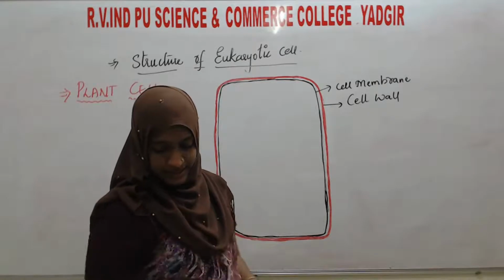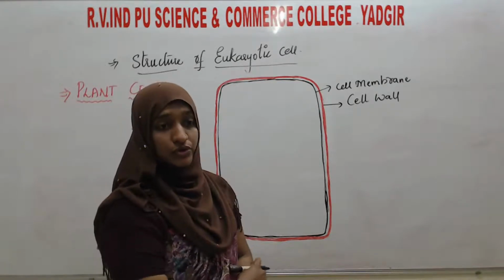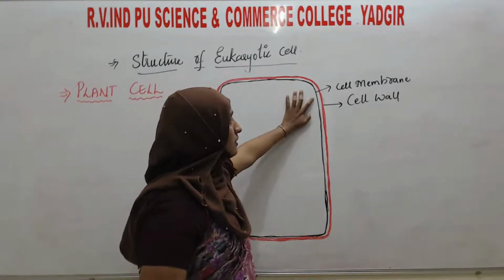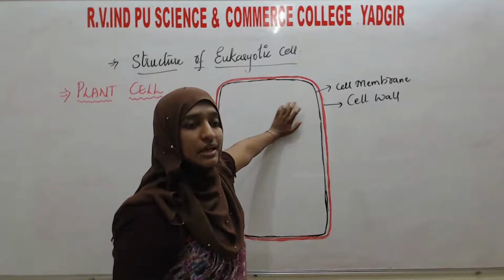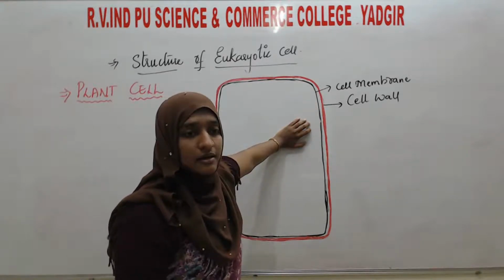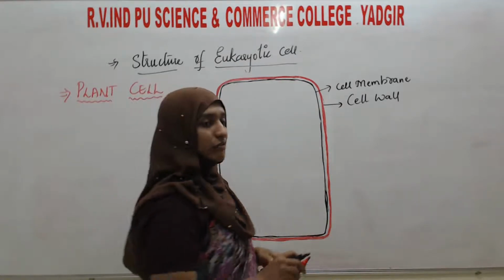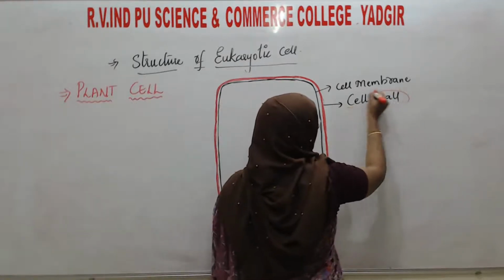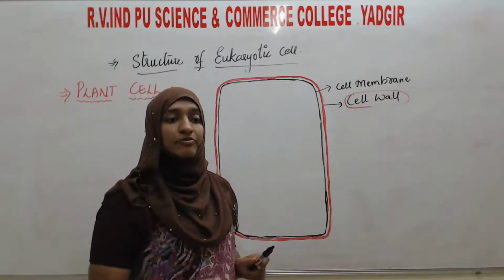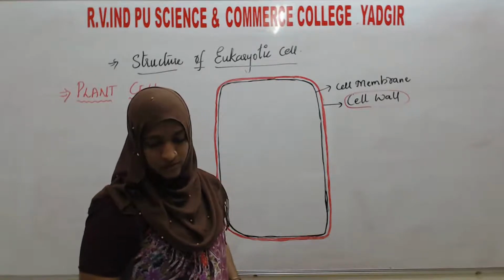And here, except this, there is a presence of a large vacuole. Okay. First of all, this is the cell membrane. Above this cell membrane, there is a presence of a thick layer or a cell wall. So you can see this cell wall. This cell wall is only in the plant cell. This cell wall is absent in the animal cell.